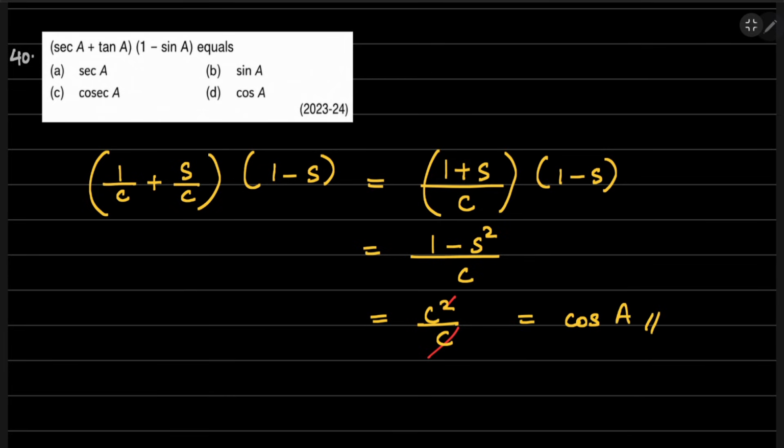You're just simplifying it and writing it in the lower form. So option number D is the correct answer. Cos A is the right answer. Let's move on to the next question.